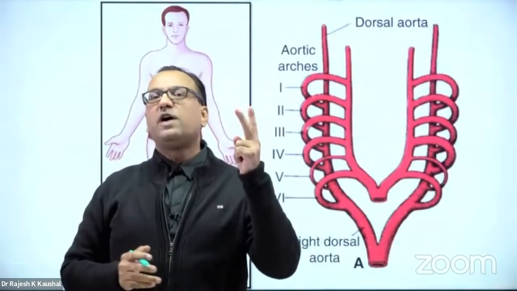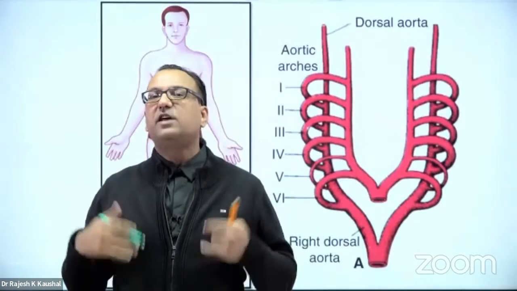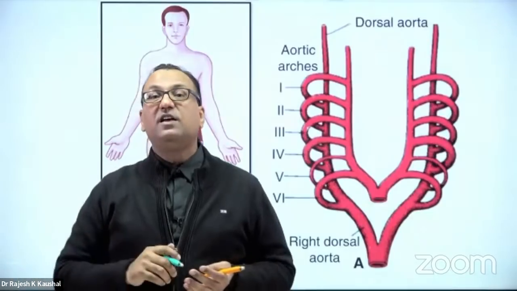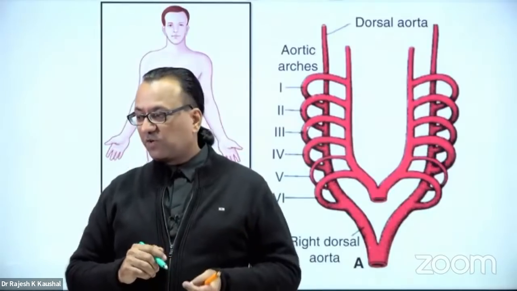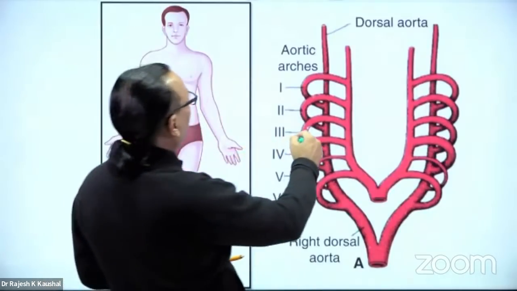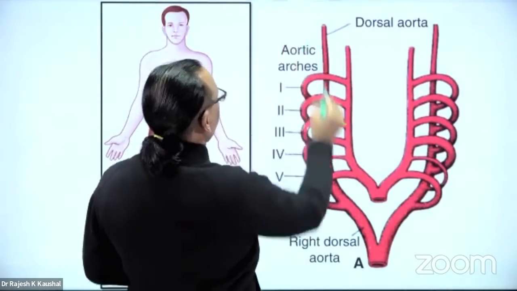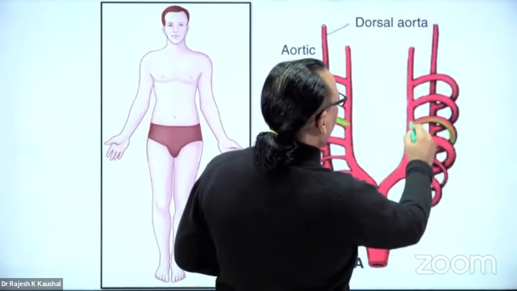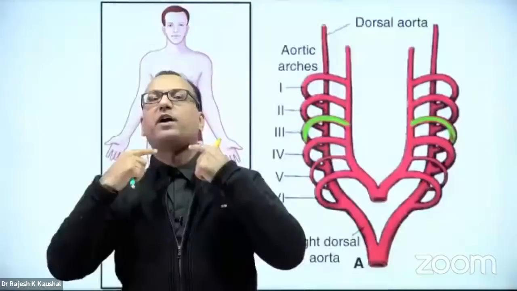Arch number 1, 2, and 5, they are almost disappearing, but the arches which remain are arch number 3, 4, and 6. So if we are talking about the arch number 3, what is it giving? Arch number 3, on both sides, will be contributing towards the internal carotid artery, and even the external carotid artery will take a bud from there.